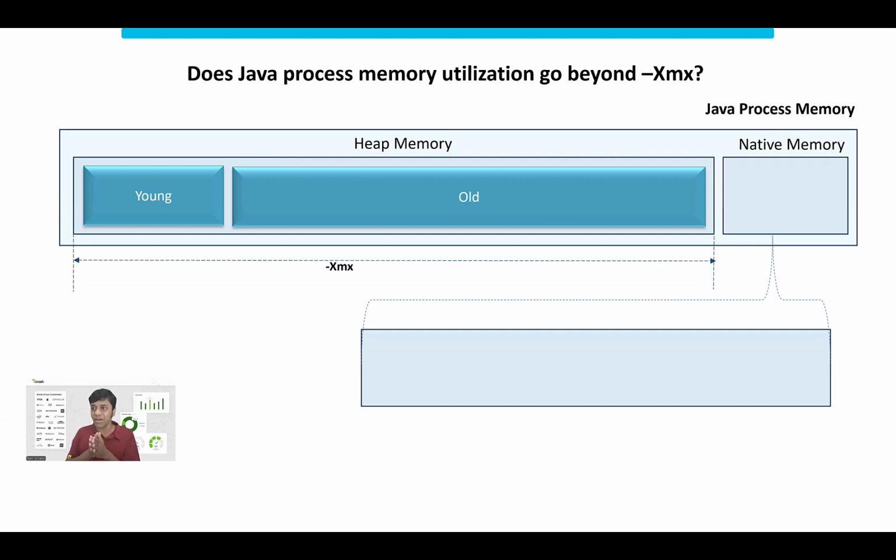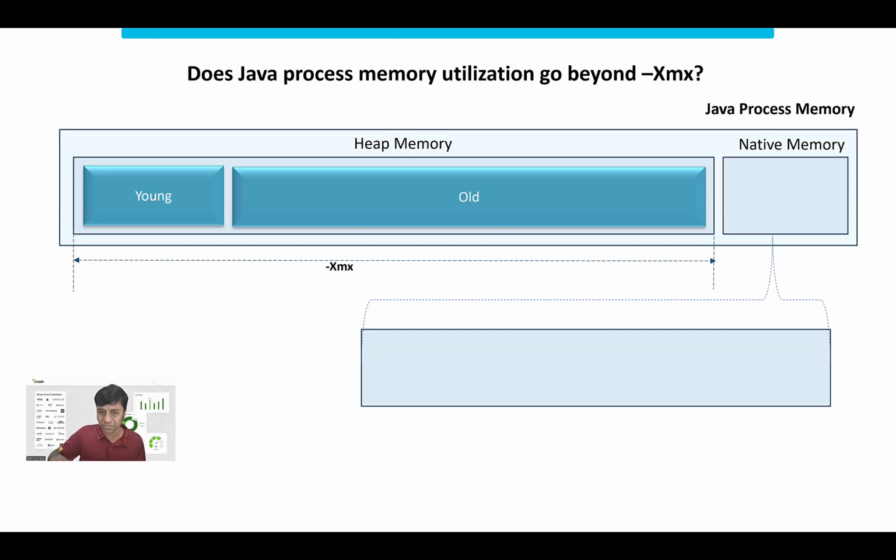And this native memory typically tends to be a small portion of the overall Java process memory. Typically, you can go by the 80-20 rule. 80%, or even 90%, of the memory is heap memory, and this 10 to 20% tends to be native memory. So what goes into this native memory?